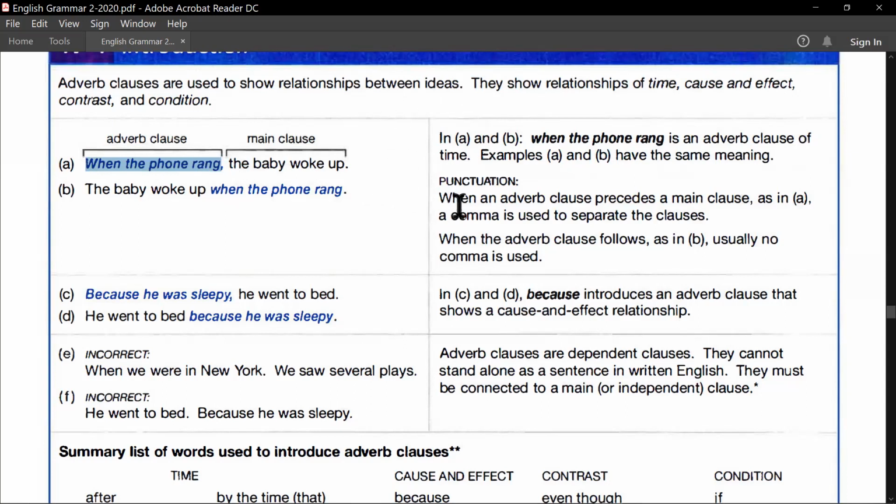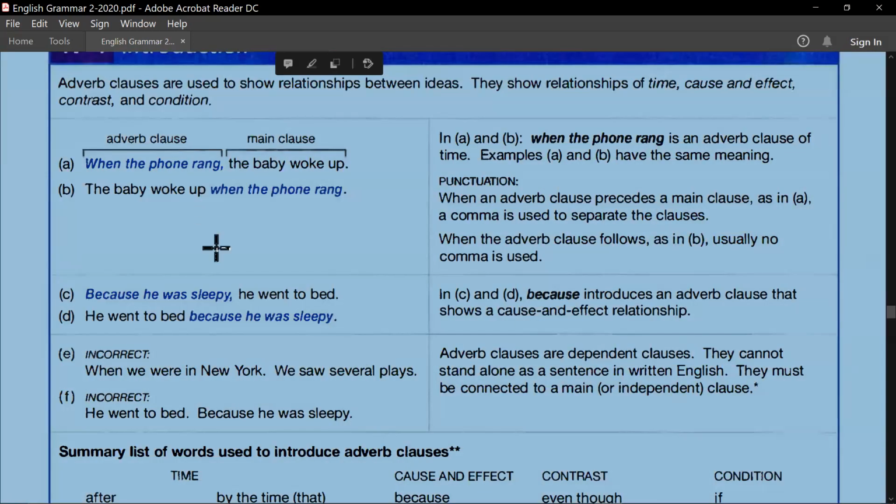But punctuation: when an adverb clause precedes a main clause, as in A, a comma is used to separate the two clauses. When the adverb clause follows, as in B, usually no comma is used. Notice, this is important. Usually, the most common thing is that we don't use commas here.